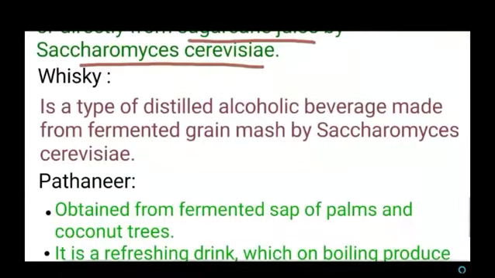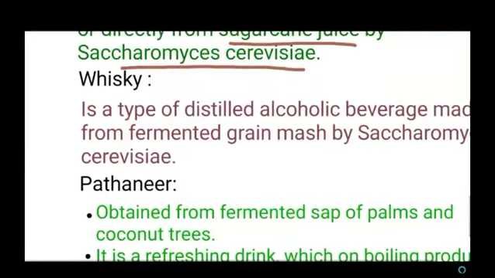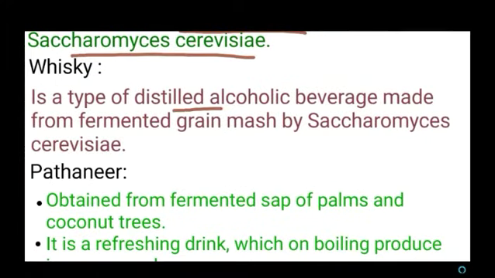Next, whiskey. It is a distilled alcoholic beverage. Whiskey is made from fermented grain mash with the help of Saccharomyces cerevisiae.